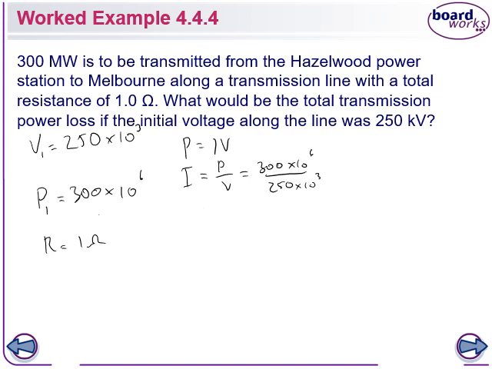I get 1,200. So we've got 1200 amps. And so, remember that equation I gave you on the previous slide? Our voltage drop is equal to IR. We know our I is 1200 amps and our R is 1 ohm. So we are going to lose 1200 volts in our lines.